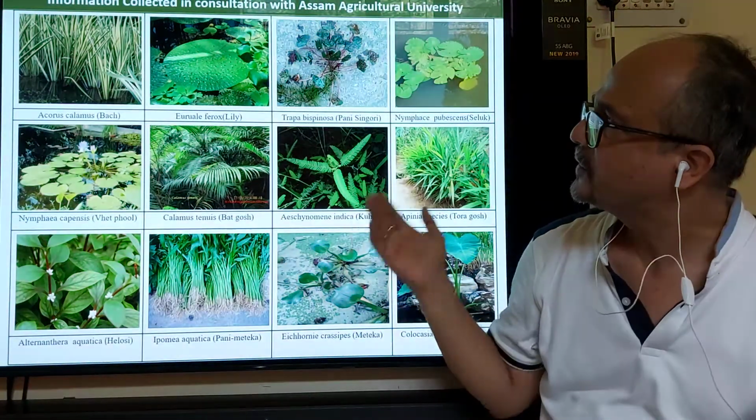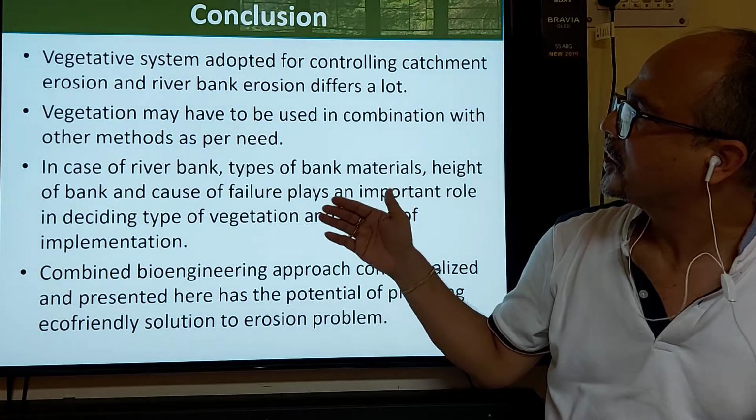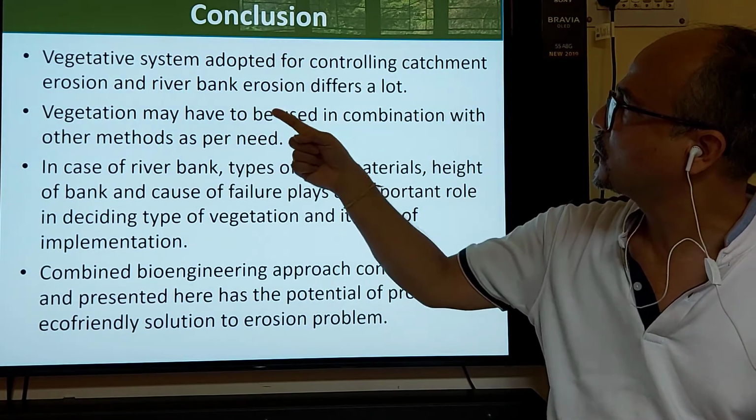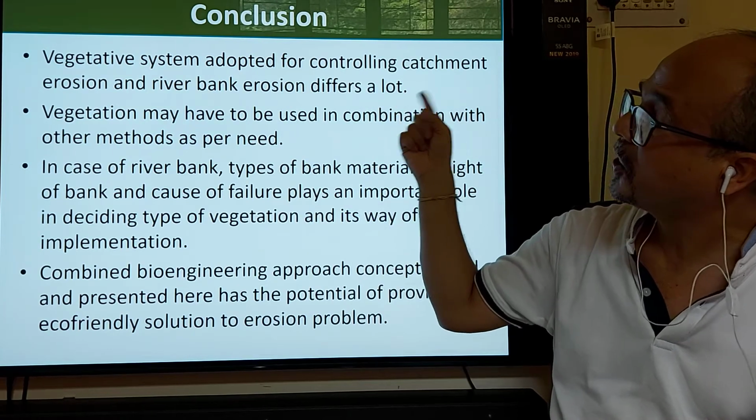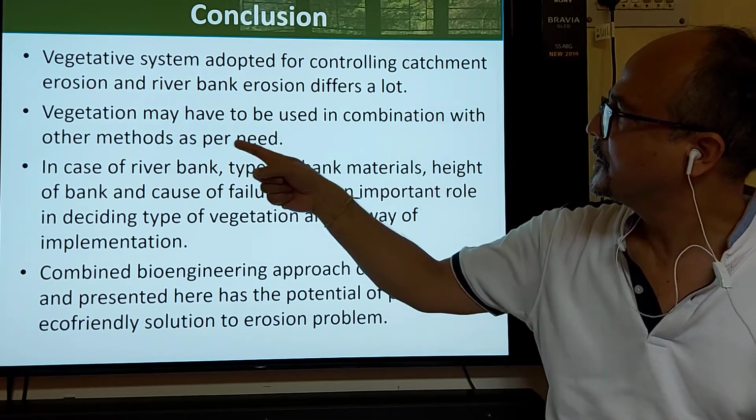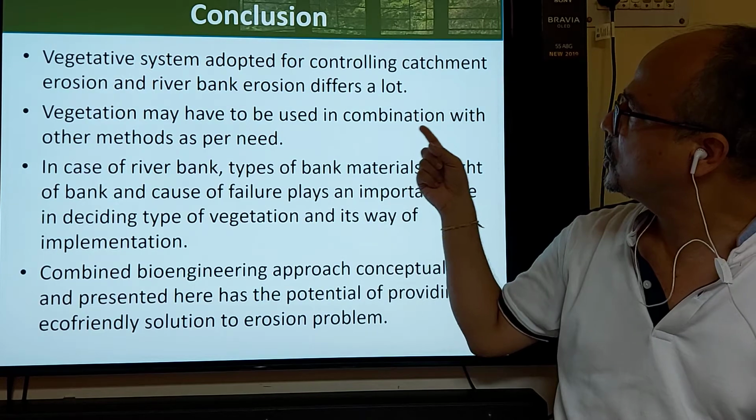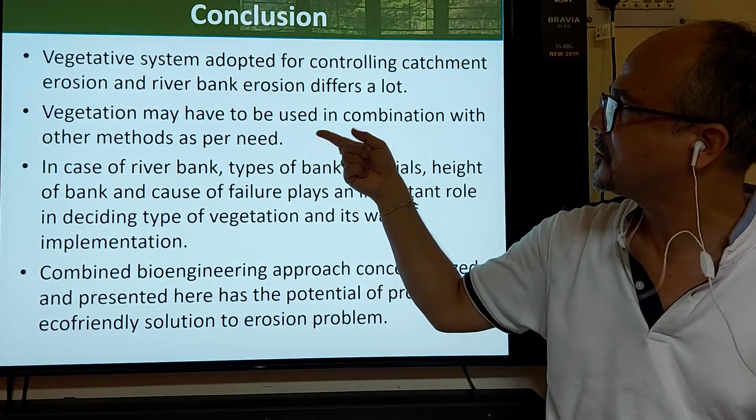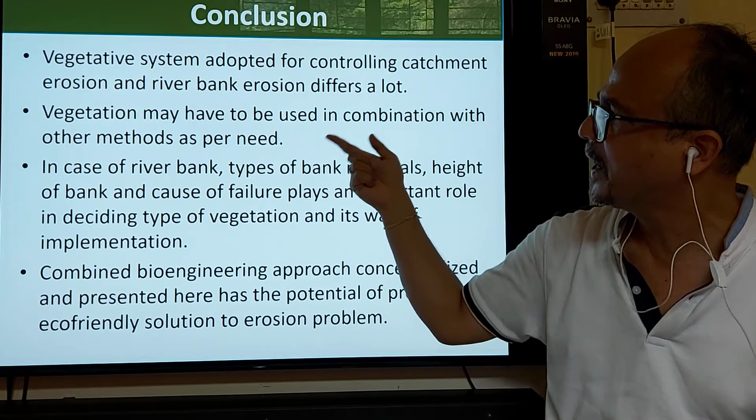So with this introduction, what we can conclude is that the vegetation system adopted for controlling catchment erosion and riverbank erosion differs a lot. These two are different things. Then vegetation may have to be used in combination with other methods as per need. Only vegetation may not always survive, so we'll have to go by combination.